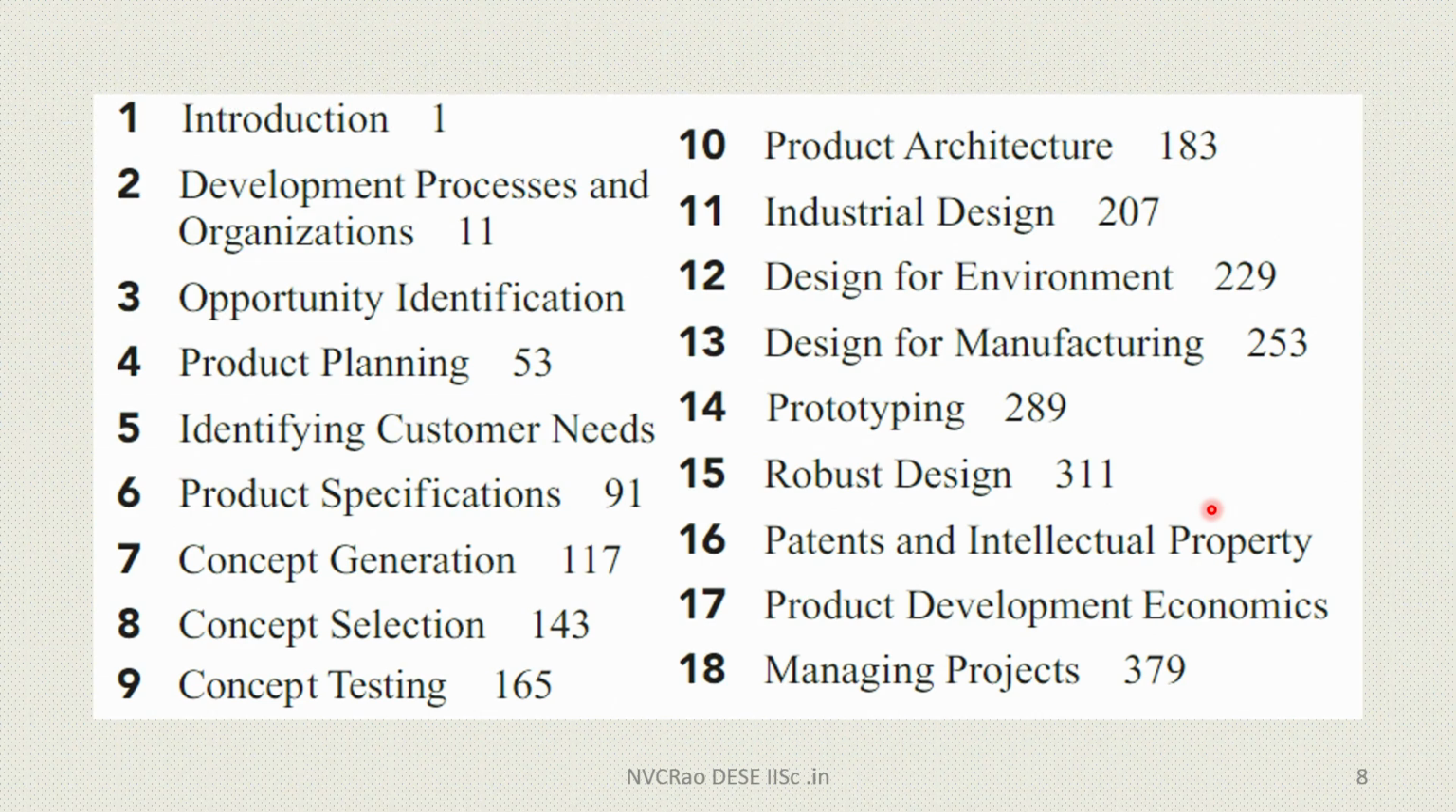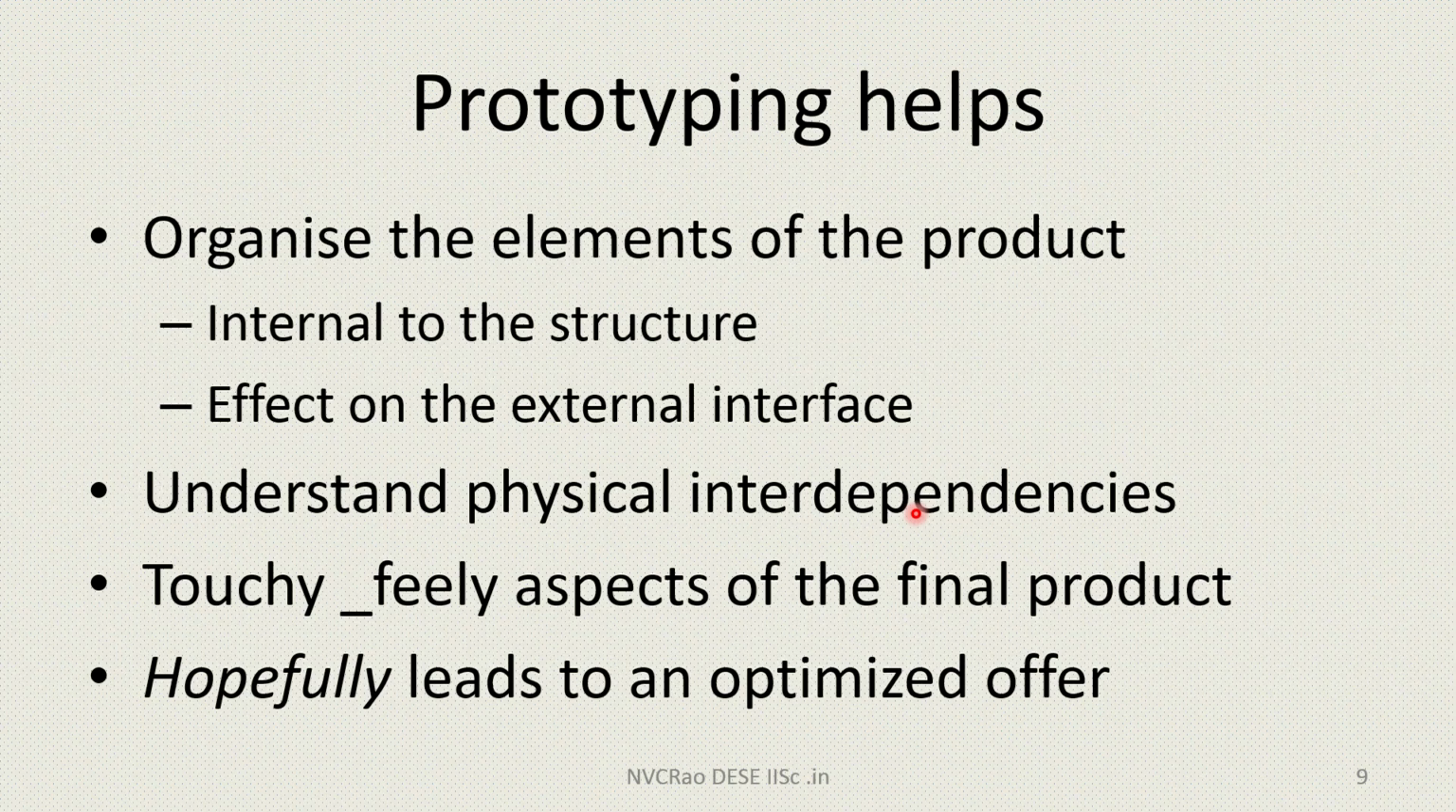Now, coming back to my slide here, here comes everything like this. Why all this product design and stuff is required is, one is how to arrange things together, how to make it humanly useful, how to manufacture it, all this depending on customer needs, and somebody has to write this. Finally, the intellectual property which you can hold on to this. So, in all these aspects you must make a prototype. So, a prototype helps to organize the elements of the product internal to the structure, effect on the external interface.